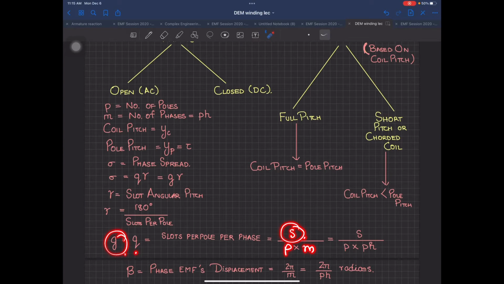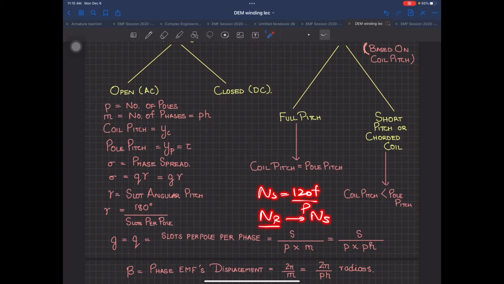Yes, speed is a design requirement, because ns is equal to 120 f by p, and your speed is quite close to this ns, this is nr. So this means your frequency is fixed, so certainly your poles are also fixed. So this means that this term and this term in the denominator are fixed.